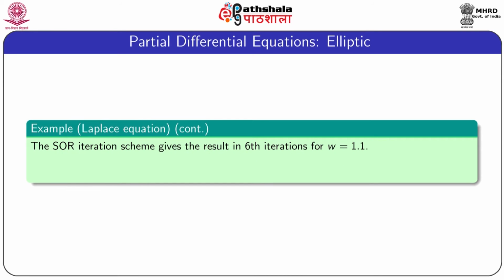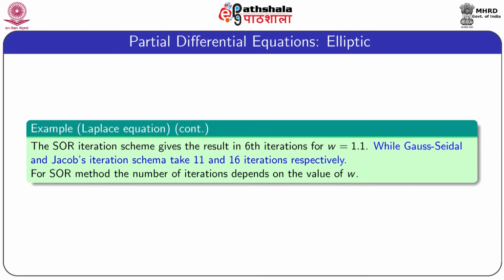Note that for the relaxation factor W equal to 1.1, we get the optimal solution at 7 iterations. Gauss-Seidel method takes 11 iterations and Jacobi's method takes 16 iterations. But the choice of W for successive over relaxation method is a very difficult task, but the appropriate value of W gives the faster convergence iteration scheme.